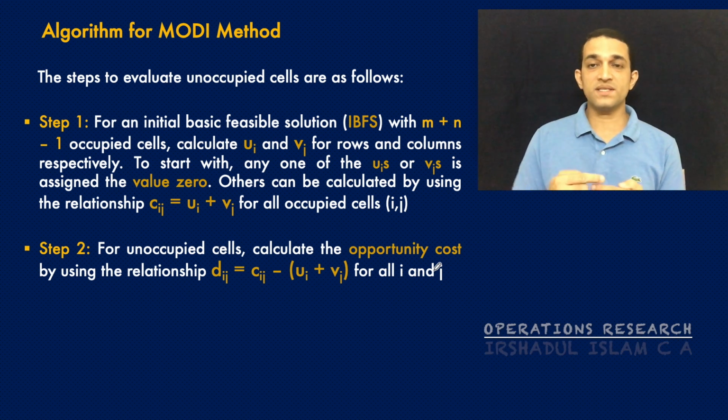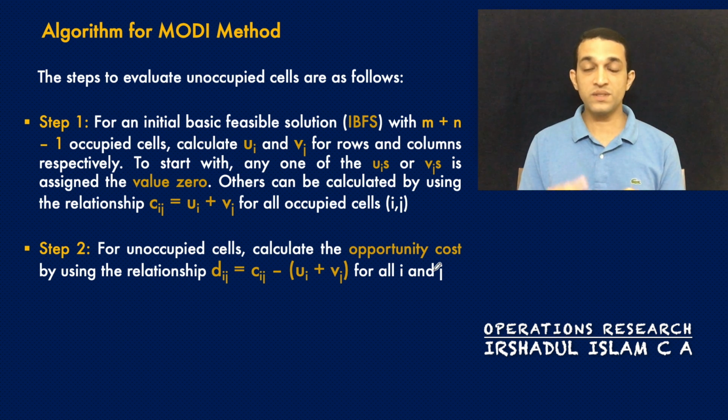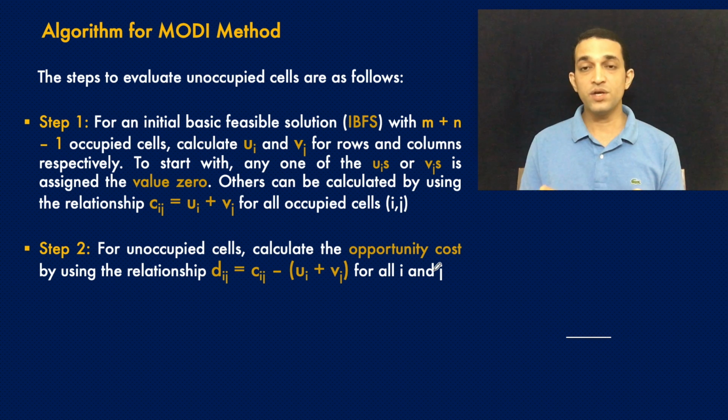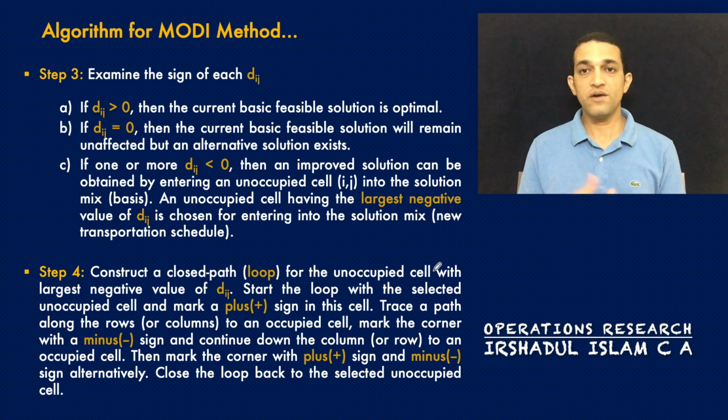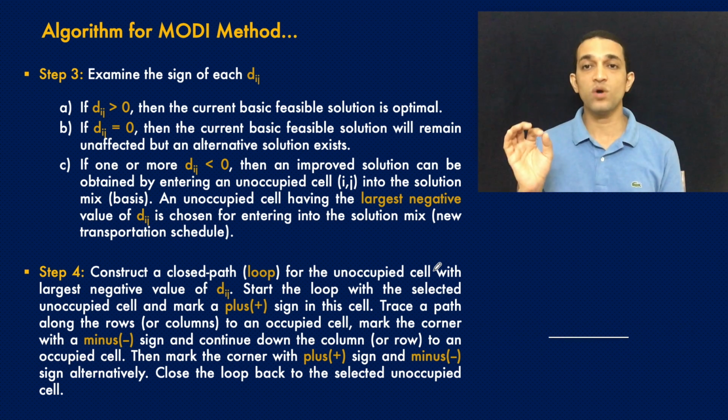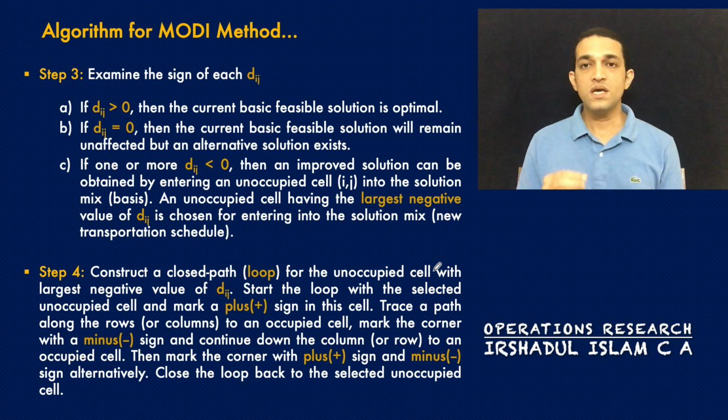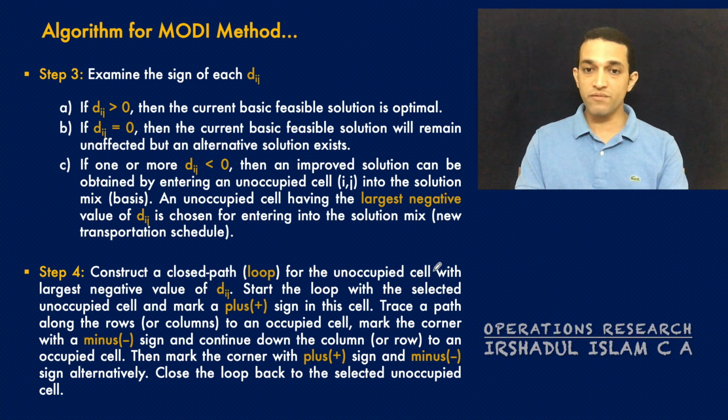And for unoccupied cells, we calculate the opportunity cost with another relationship, that is dij equal to Cij minus (ui plus vj). After that, examine the sign of the dij values. There will be three conditions. If all dij values are greater than 0, then the current basic feasible solution is the optimal solution. If dij is equal to 0, then the current basic feasible solution will remain unaffected but an alternative solution exists.